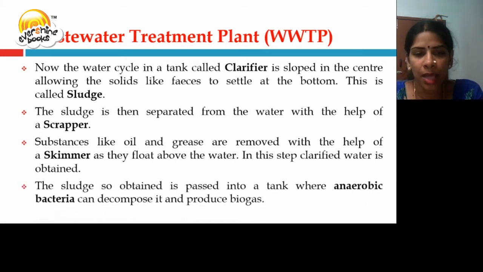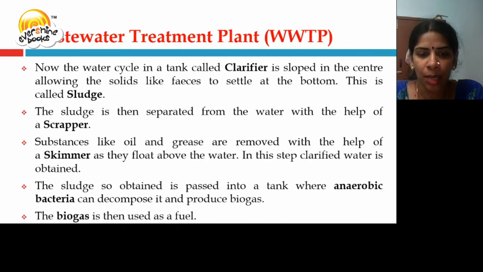The next step is the anaerobic bacteria. That is, the sludge obtained is passed into a tank where anaerobic bacteria can decompose it and produce biogas. The biogas can be used as a fuel and it is removed from time to time.